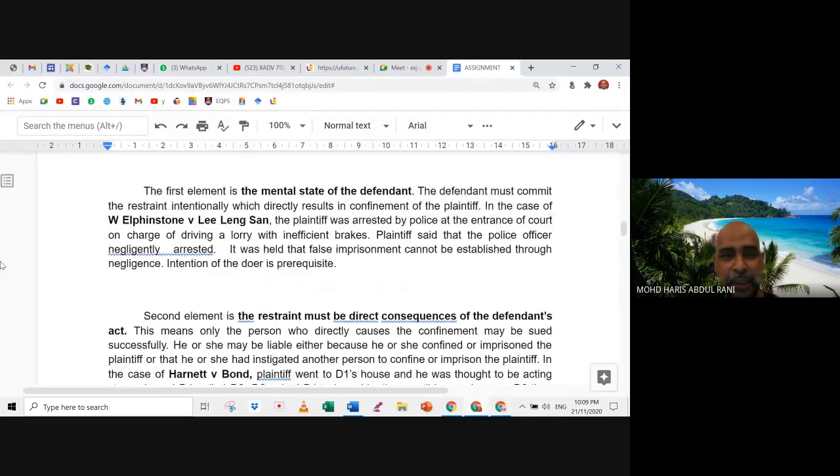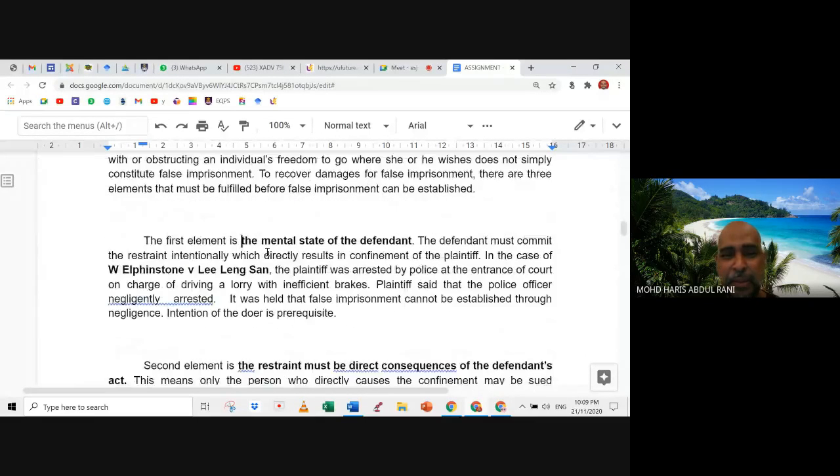Now, the first element, this is good. The first element is the mental state of the defendant. Then you have to highlight it. Okay, you must be able to highlight. Why do you have to highlight? Because you are telling yourself this is the key element, the first thing that you have to establish.